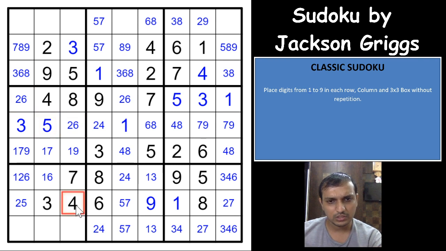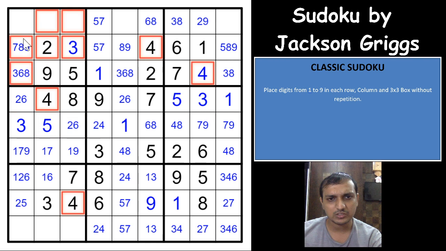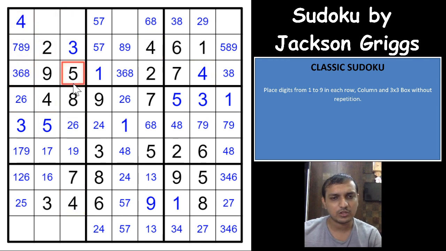There is only one more thing here, 4 and 4 here, that eliminates 4 from these two cells. So there is only one place for the 4 in box 1.